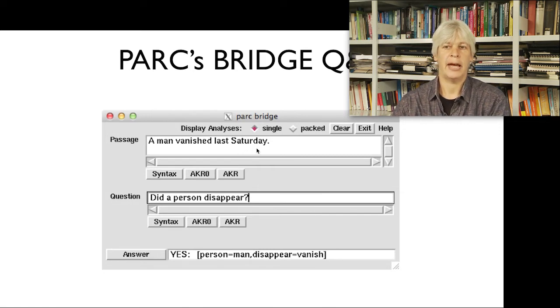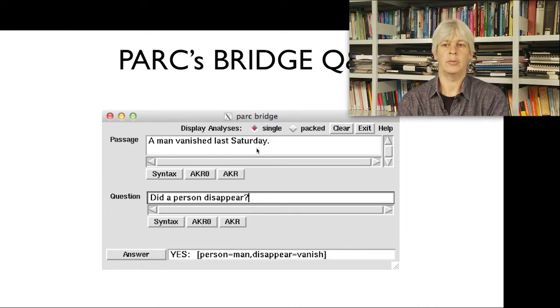and I've typed in "a man vanished last Saturday." This is just for demo purposes, but you're supposed to imagine that where it says passage, instead of one sentence, it would be the entire Wikipedia or the entire internet or whatever. So the idea is that the system goes through, does information retrieval, and has parsed. What PowerSet, the company, ended up doing is they actually parsed the entire English Wikipedia and had these available as structures that they could look up.